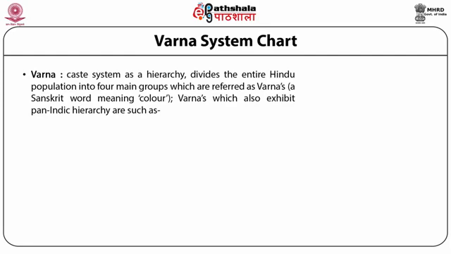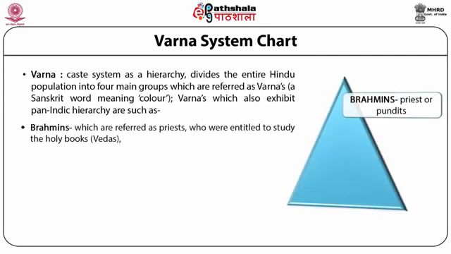The Varnas, which also exhibit a pan-Indian hierarchy, are such as Brahmins, who are referred to as priests entitled to study the holy books, which are also called the Vedas. They perform rites and rituals for themselves and for others and are obliged to observe the sacraments, and as they have a ritual performing occupation, they are ranked on the top of the caste system.